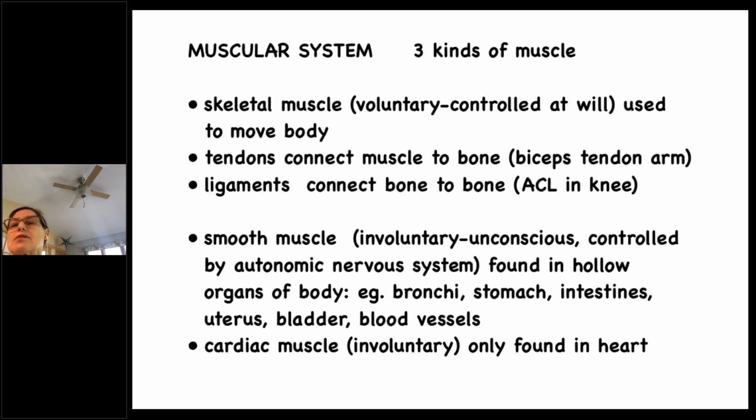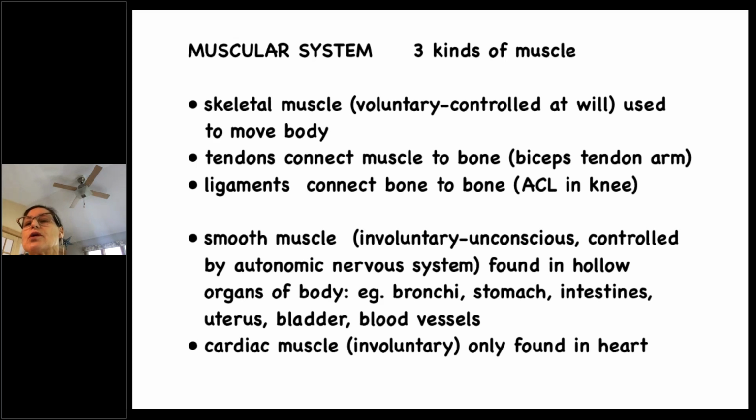Tendons connect muscle to bone. Your biceps tendon, so the muscle right here that when you're making a muscle, the biceps muscle itself is connected by a tendon to the shoulder and the elbow. And when you tighten that muscle, it allows you to bend your forearm and twist it, turn it over.